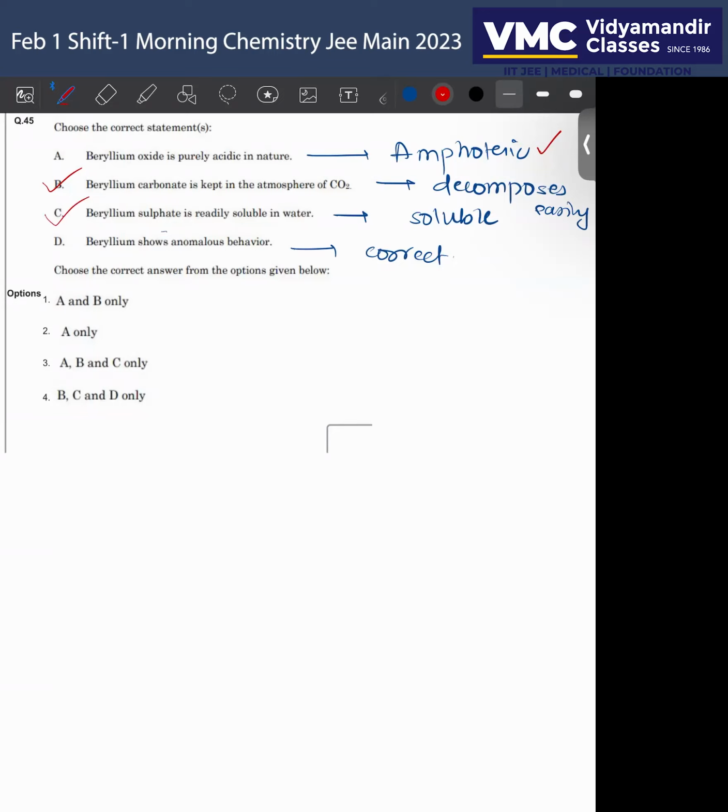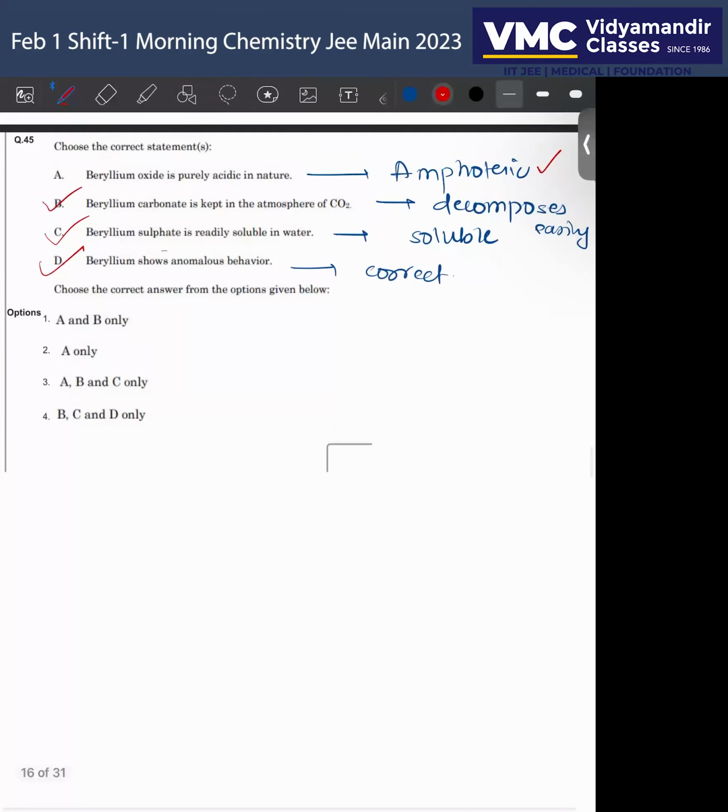Beryllium shows anomalous behavior. It is right. First member of each series shows the anomalous behavior, and hence it is correct. So B, C, and D is correct. Therefore, option number 4 is the right answer for the same.